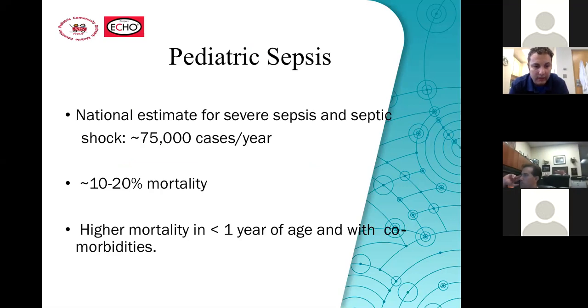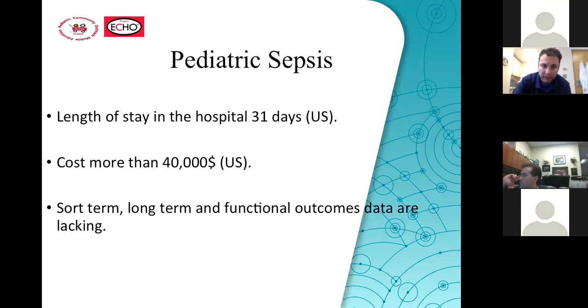But we estimate about 10 to 20% mortality, so a little bit less than adults, but it's still very high. Mortality is surely higher for infants less than a year old and patients who have comorbidity. So the burden is big. Average length of stay in the United States for pediatrics is about a month, with a cost of about $40,000 per case. The outcome data, short and long term, are lacking.